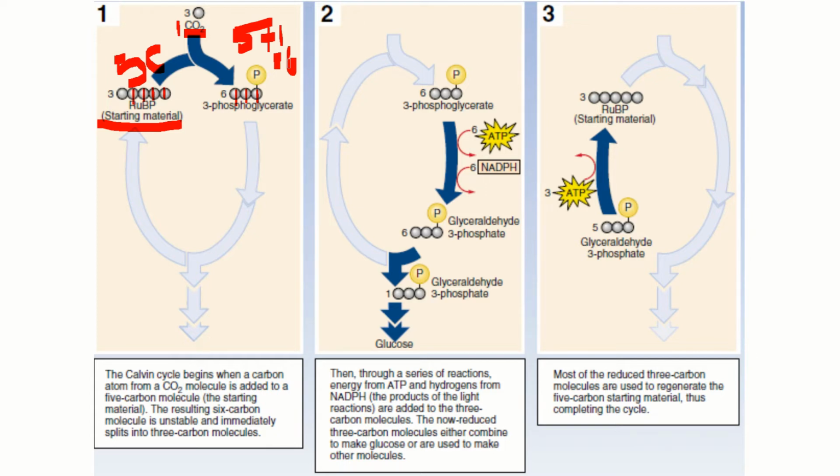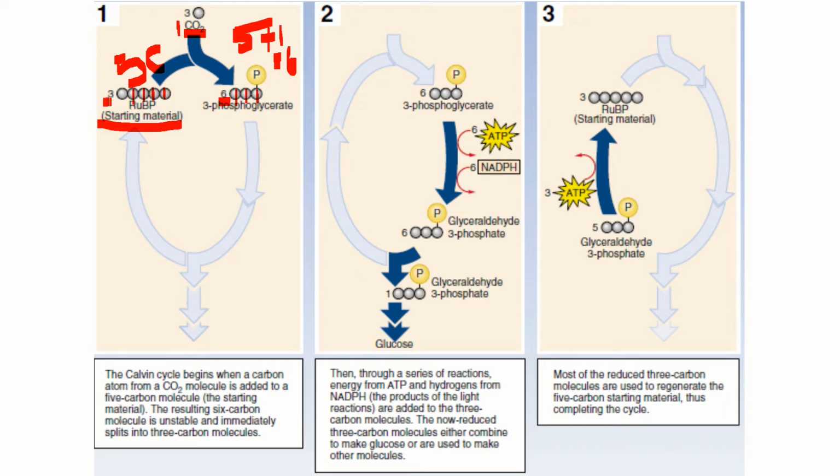But I told you there should be a product with 6 carbons. Actually, there is no single product with 6 carbons. Instead, there are 2 molecules each containing 3 carbons. So 5 plus 1 is equal to 3 times 2. There are 2 molecules of 3-phosphoglycerate. But what is mentioned here is different. Why? They wanted to balance the chemical equation.